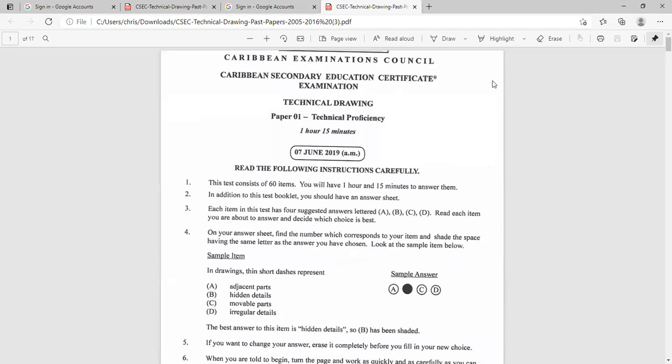So this is the 2019 past paper. The duration is 1 hour 15 minutes. You have 60 questions which are required to be completed within that time.